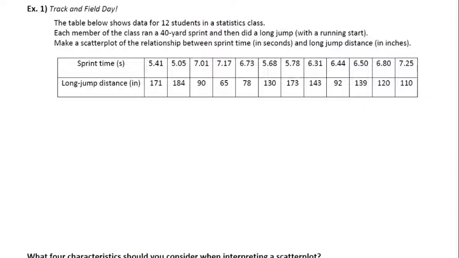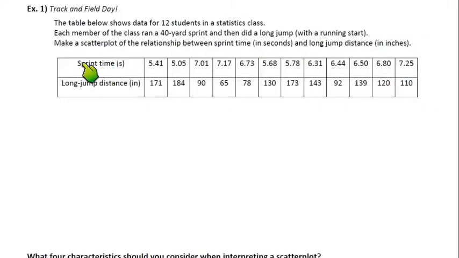12 stat students in a class. We're going to look at their 40-yard dash time, how fast they are, and how far they can jump, so their long jump distance. The sprint times in seconds are up here, and the long jump distance is in inches. Sprint time is the independent variable, the explanatory variable. How fast you are explains how far you can go in the long jump.